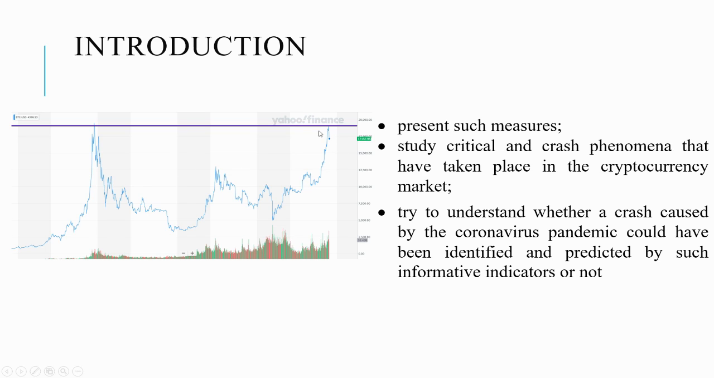make it more trustable. So accordingly, for studying this market, we created a classification of different critical and crash phenomena that have taken place in the cryptocurrency market, about which I'm going to talk from the next slide. And we also try to understand whether the recent coronavirus pandemic was predictable or not, and whether it is possible to identify this crisis by using our measures of complexity.